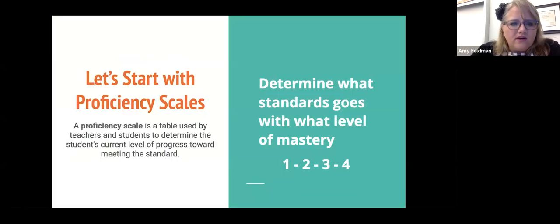Okay, so the very beginning, you have to figure out what is a proficiency scale. And you have to figure out how to make a proficiency scale so that you can then put it into Canvas and make your assignments based on those standards. So a proficiency scale is a table used by teachers and students to determine the student's current level of progress towards meeting the standard. It determines what standards go with what level of mastery. So I'm going to explain this to you.